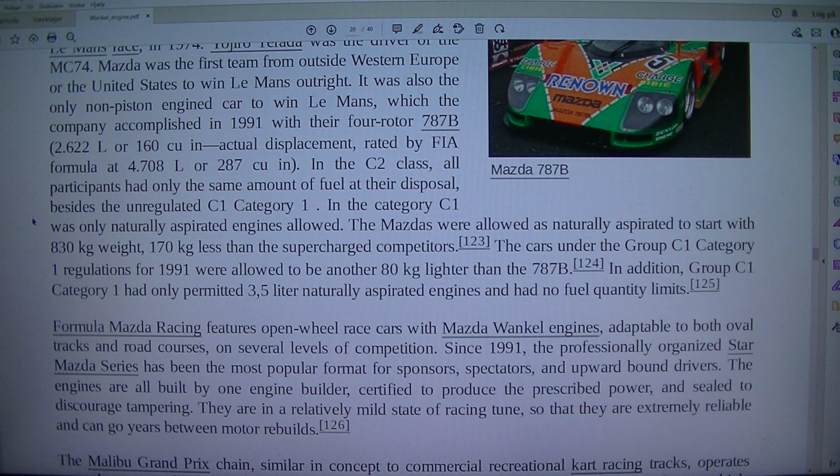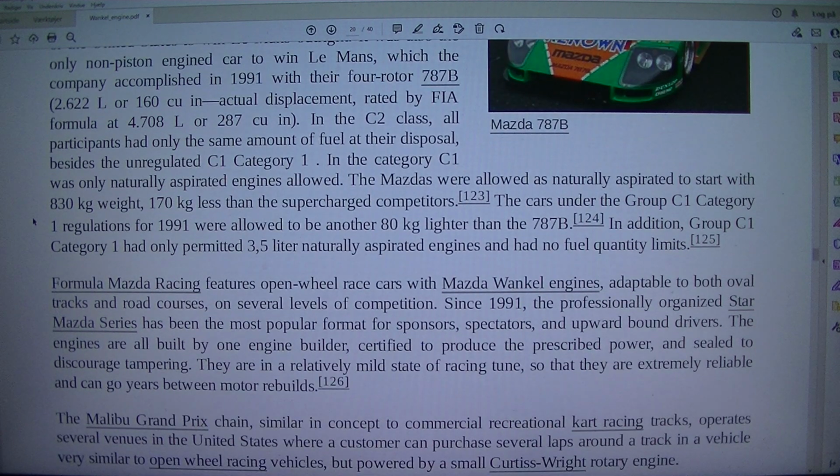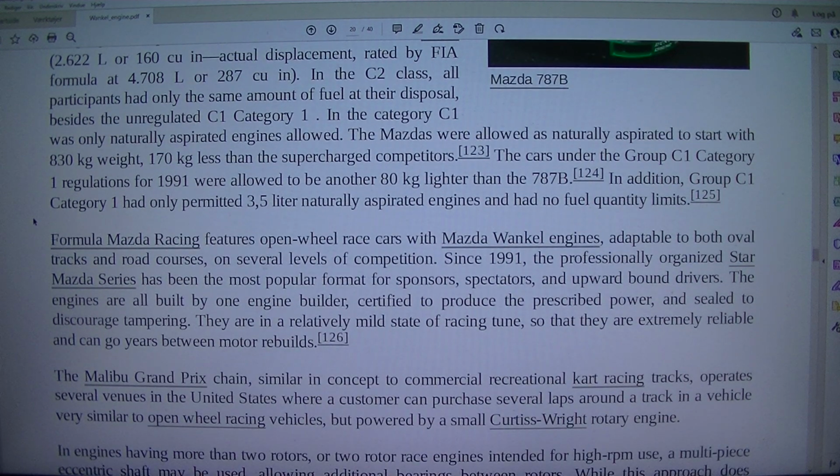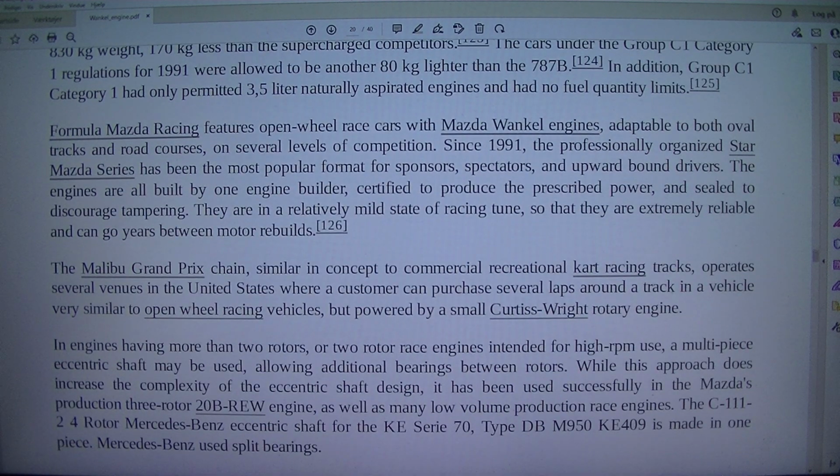123. The cars under the Group C1 Category 1 regulations for 1991 were allowed to be another 80 kg lighter than the 787B. 124. In addition, Group C1 Category 1 had only permitted 3.5-liter naturally aspirated engines and had no fuel quantity limits.